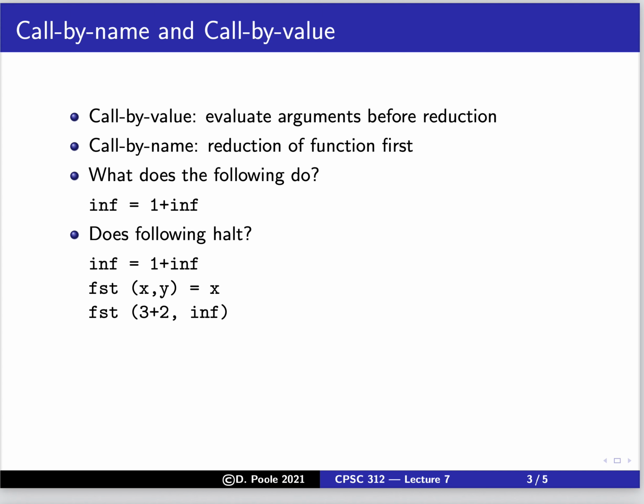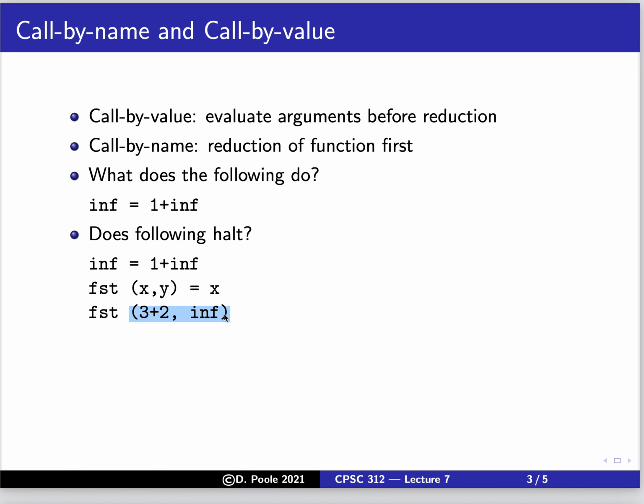All right, and now we're going to think about the following one. So we have inf is 1 plus inf, like before. And we have fst as this built-in first function, fst of x, y is x. And now we'd like to do fst of 3 plus 2 and inf. Well, if we just apply this and substitute it, we end up with 3 plus 2. If, however, we evaluated this pair, this becomes infinite. So we get into trouble. So if we just substitute the values in here, we'd end up with just 3 plus 2, right? Which we can evaluate as 5.